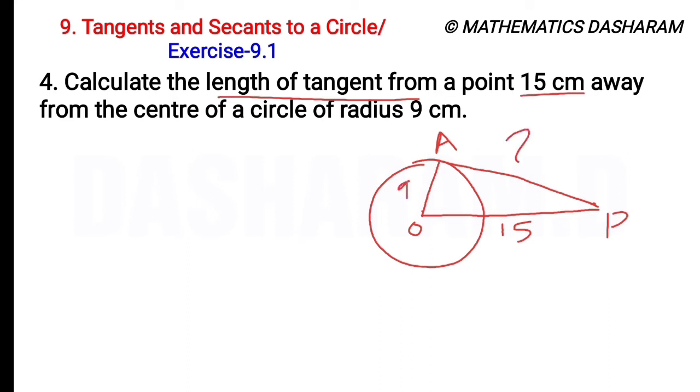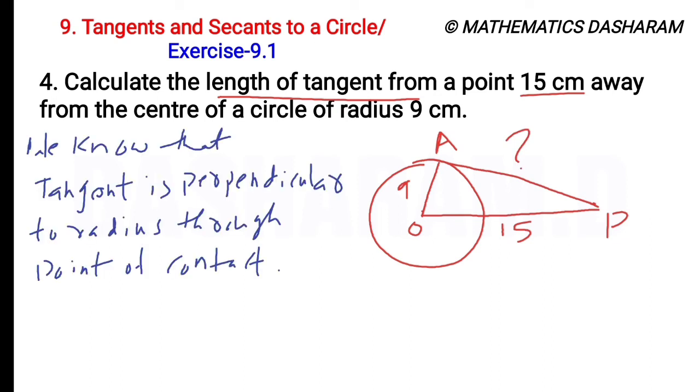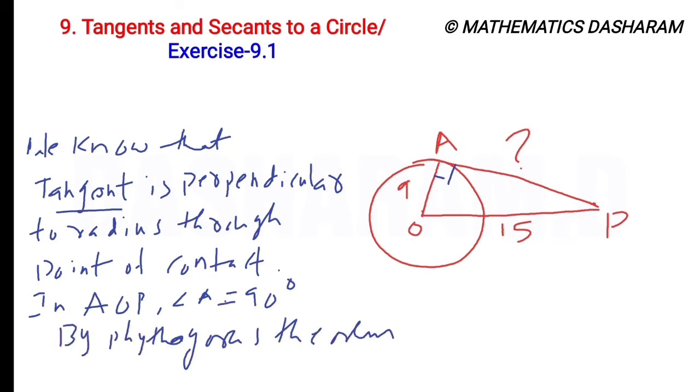So then what is the length of the tangent? That is PA. We know that the tangent is perpendicular to the radius through the point of contact. So then here angle A will become 90 degrees. To find the PA value in triangle AOP, where angle A equals 90 degrees, apply the Pythagoras theorem. Here, the side opposite 90 degrees is the hypotenuse.